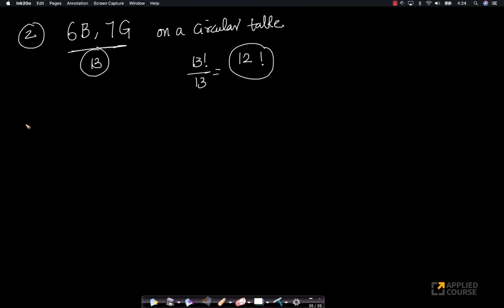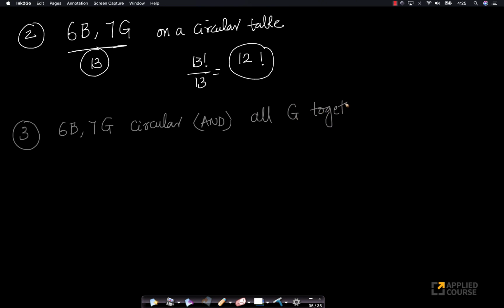Right? So let's look at some variations of this. Imagine I have 6 boys and 7 girls, and I want a circular arrangement. Let's assume I want all girls to be seated together. In how many ways can I do it? If I have all the girls seated together, I can think of them as one unit.